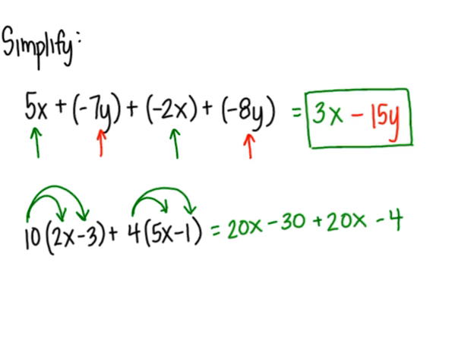At this point, we have to add our like terms. 20x plus 20x is 40x, and negative 30 and a negative 4 have the same sign, so we're going to add those and get 34, and we're going to keep that sign, which is negative. My final answer is 40x minus 34.